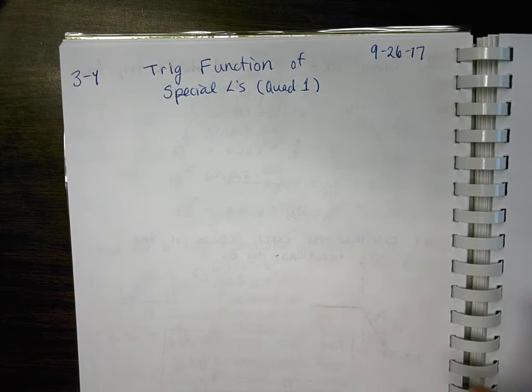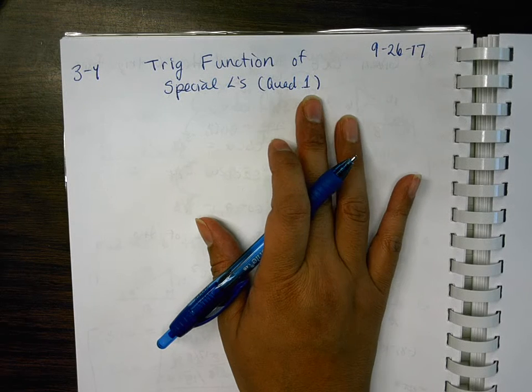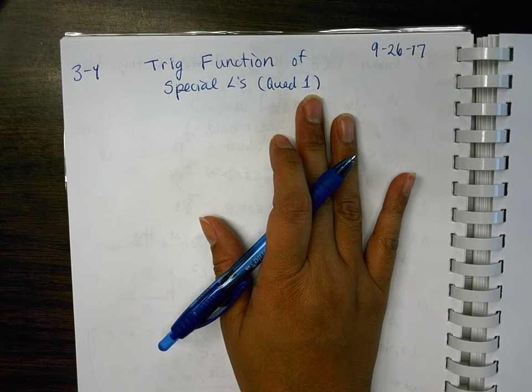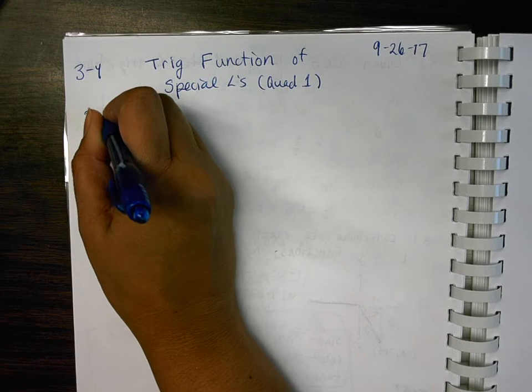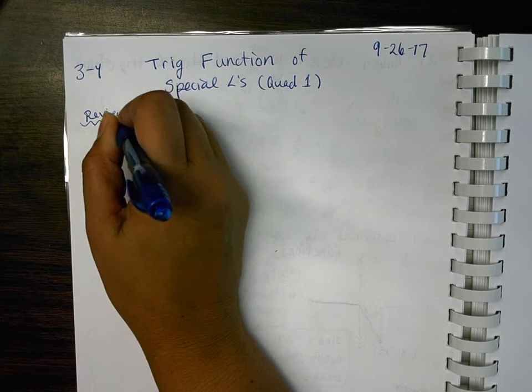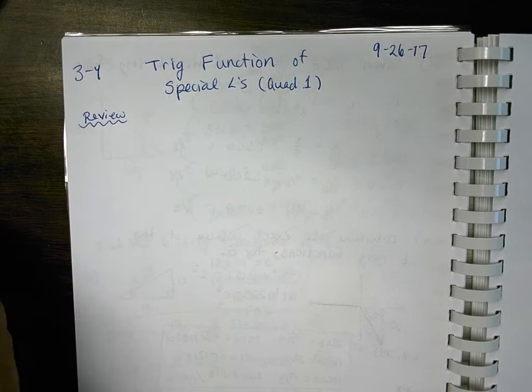All right. 3-4, trig functions of special angles. In what quadrant did we say we're dealing with today? 1. We'll deal with 2, 3, and 4 tomorrow. All right. This is review not only from Math 3, but also from Math 2.